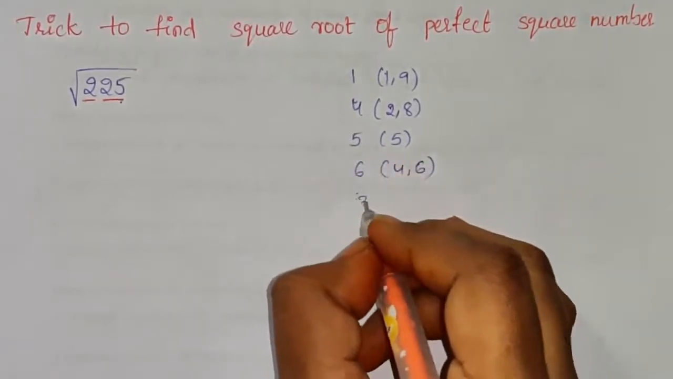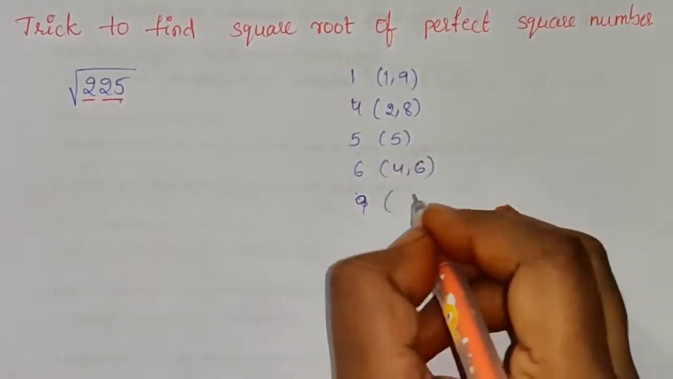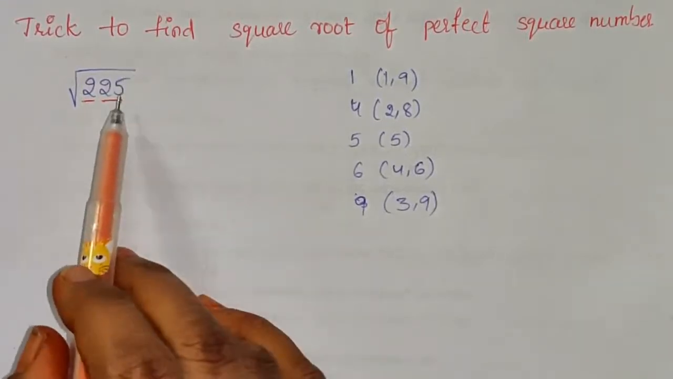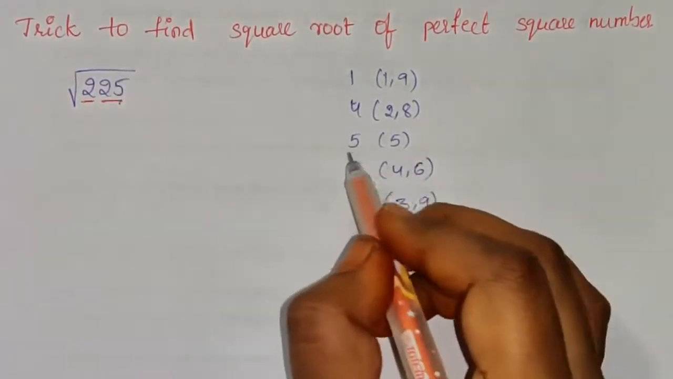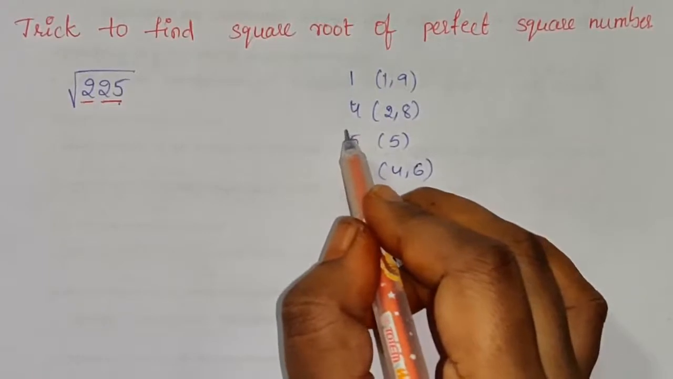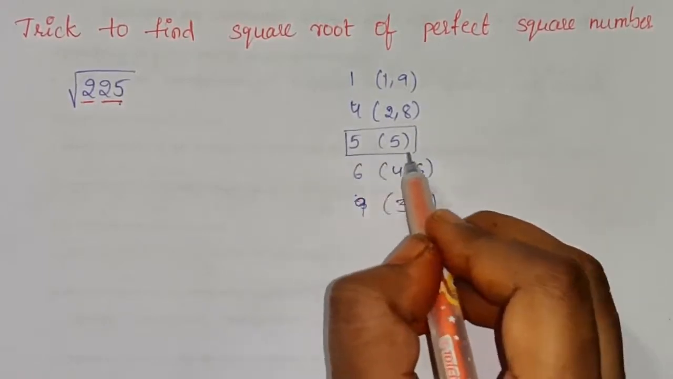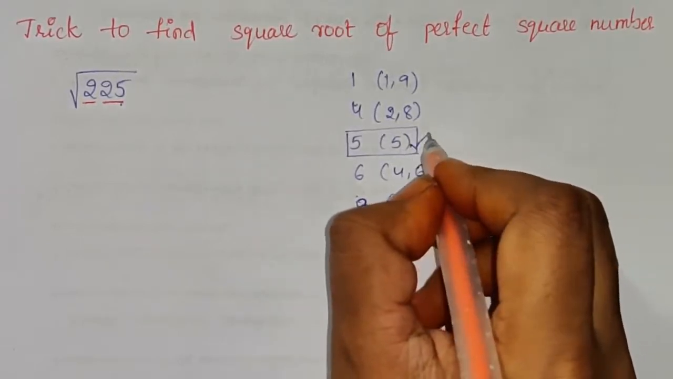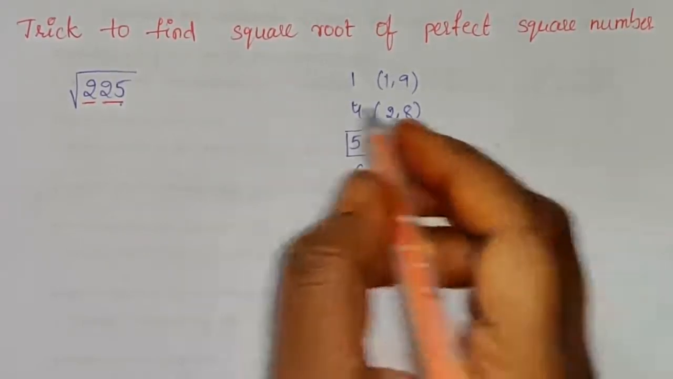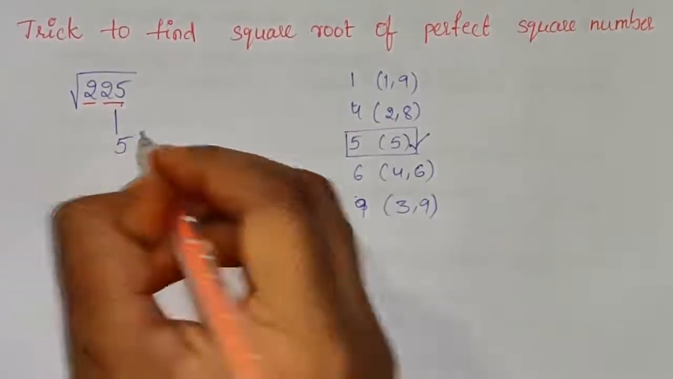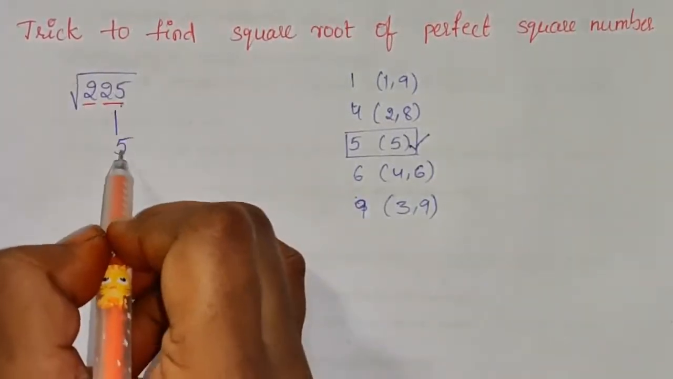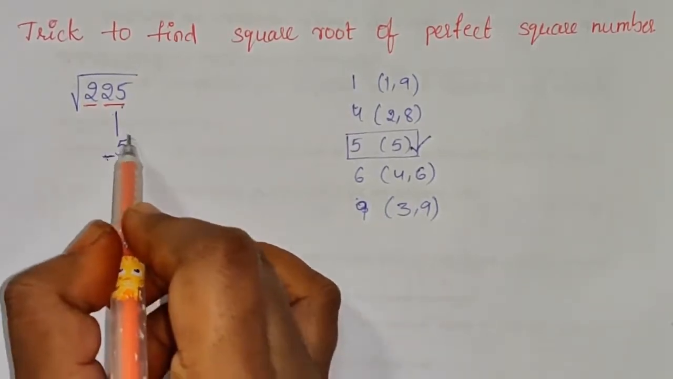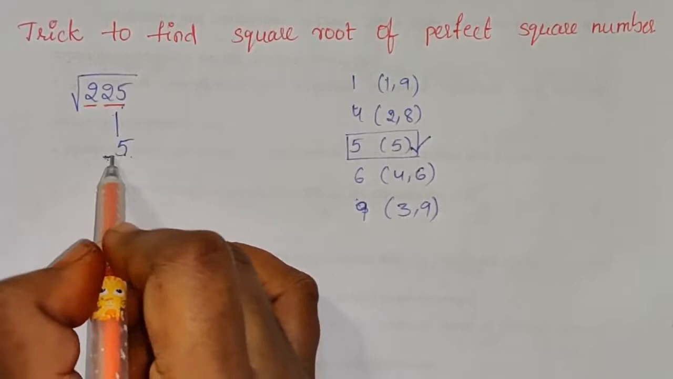Next one is 3, 9 is for 3 and 9, 0 is for 0. So here we have 5 here. When you have 5 in the ones place of any perfect square number, the perfect square root will have 5 in the units place. So that is final, 5 only. And what is the other digit? We got the ones place digit and the other digit we should find.